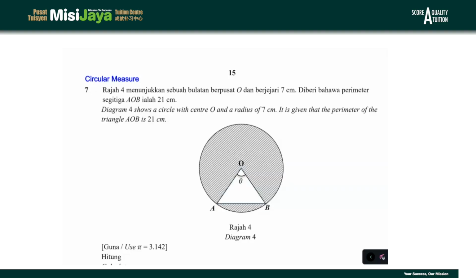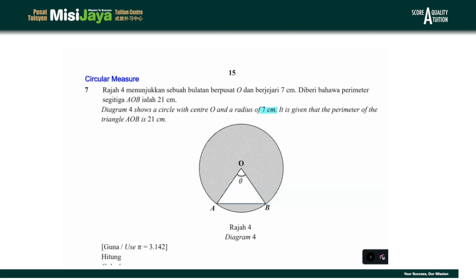Let's look at question number 7. This question is based on circular measure. This is a hot topic for SPM, paper 1 and paper 2 every year, so students are required to memorize all the formulas in this chapter. Diagram 4 shows a circle with center O and a radius of 7 cm.